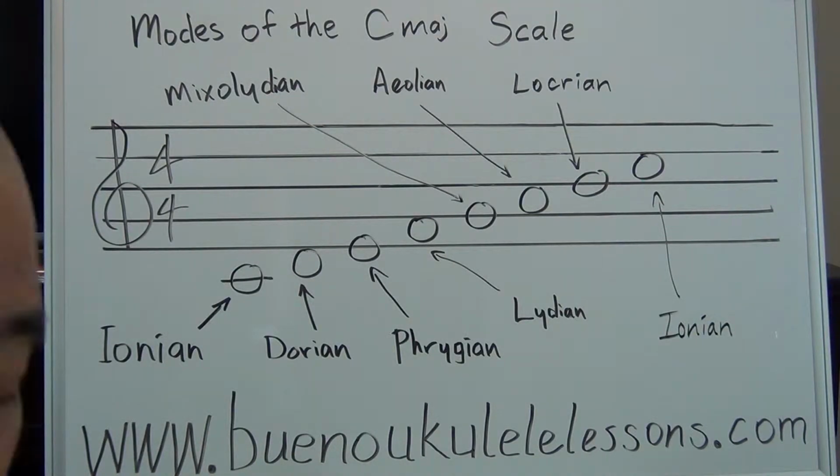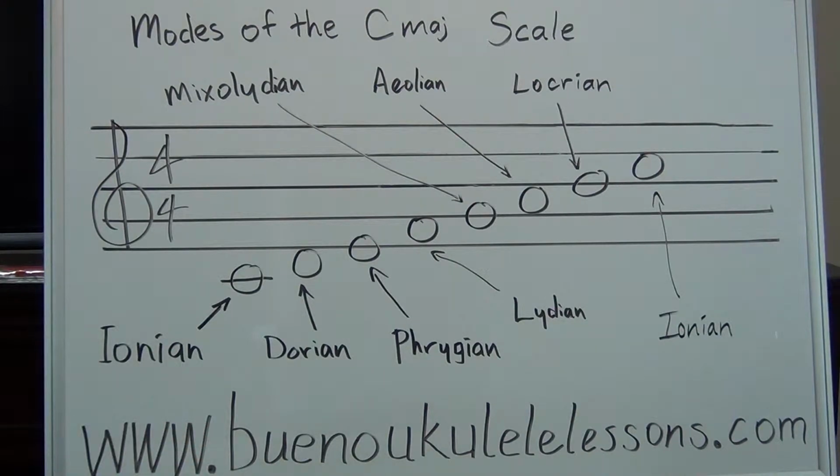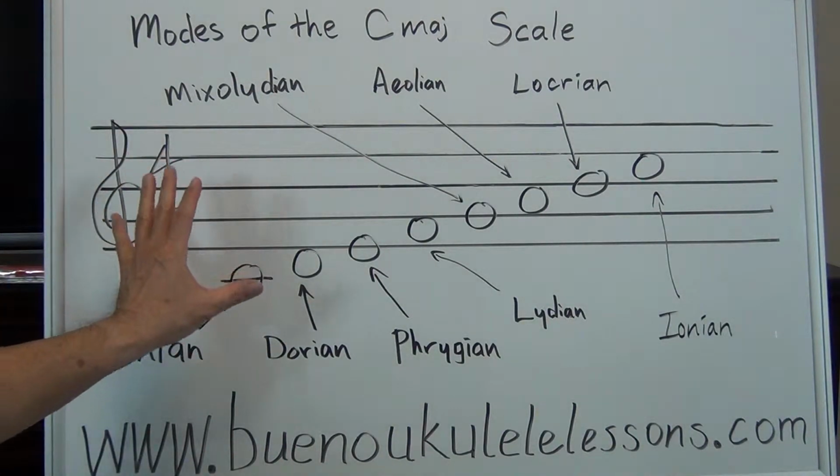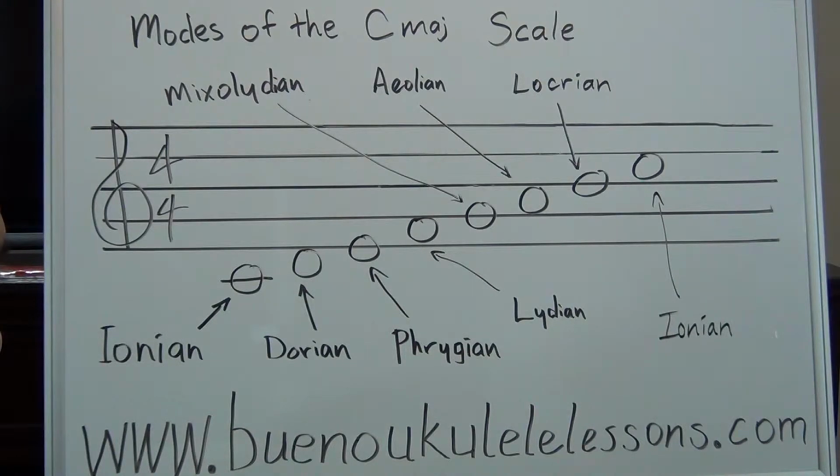Okay, so you got your music paper. Basically, in this example, it's modes of the C major scale. Now, the same idea applies for every single major scale. In this example, we're talking about the C major scale, no sharps or flats, really easy to understand. And it's basically scales within a scale.